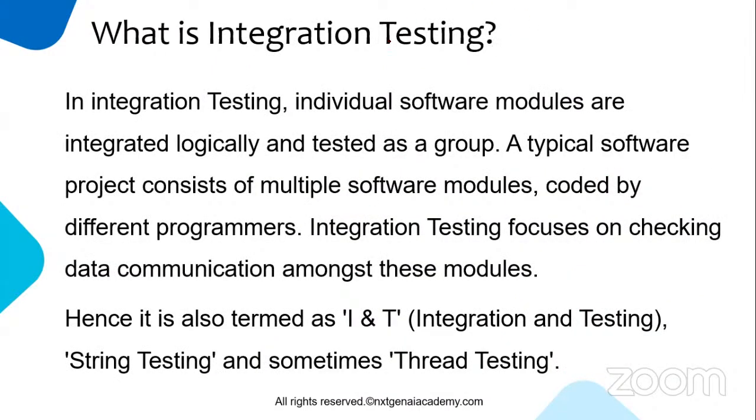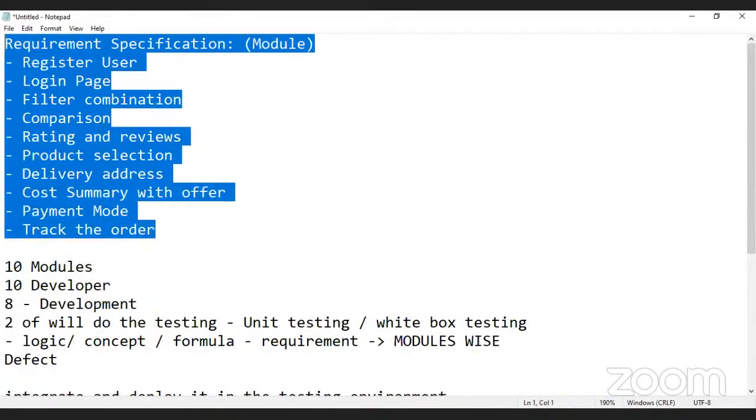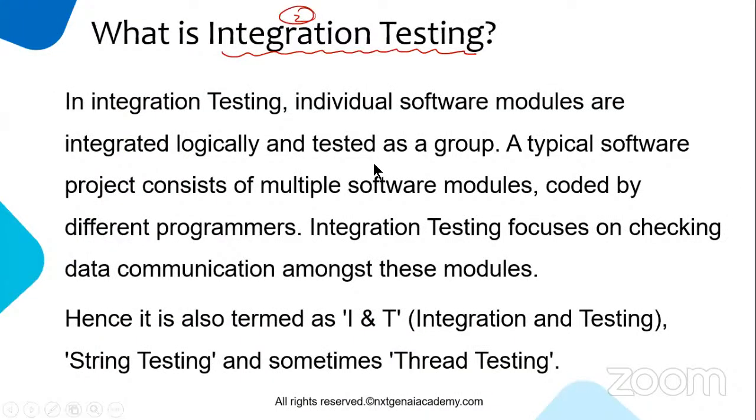Now, the first level, unit testing, is done. Now we are moving into the second level, that is integration testing. What is integration testing? We have these many modules, right? Now they have been integrated. After everything is integrated, they will give it as a single URL. Now we have to check whether the integration is working properly or not.